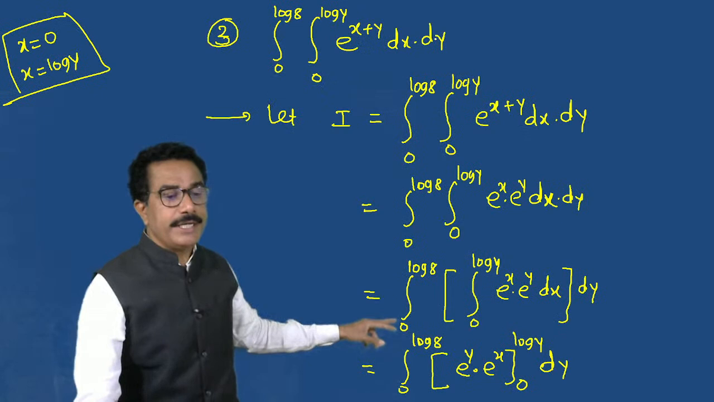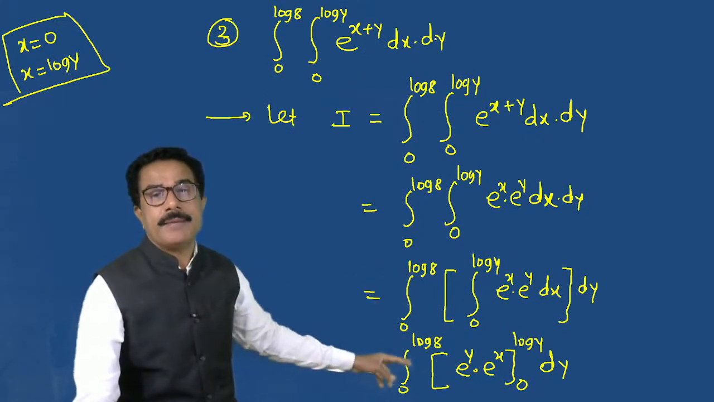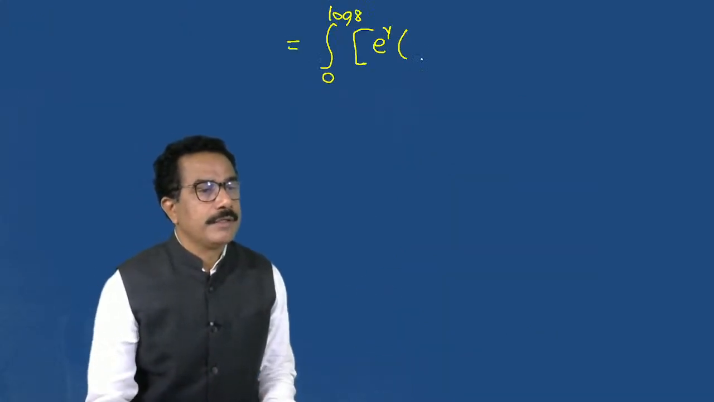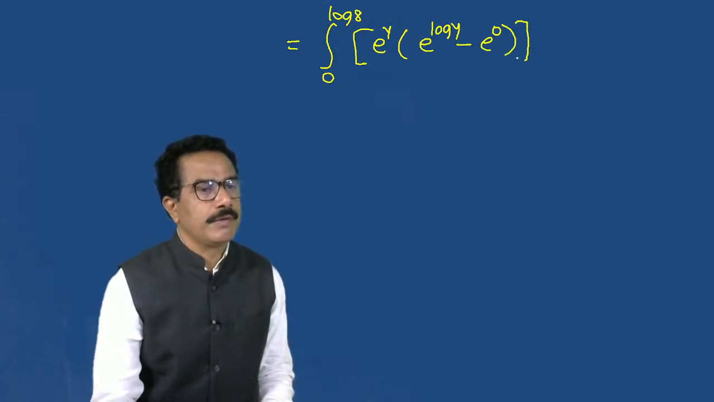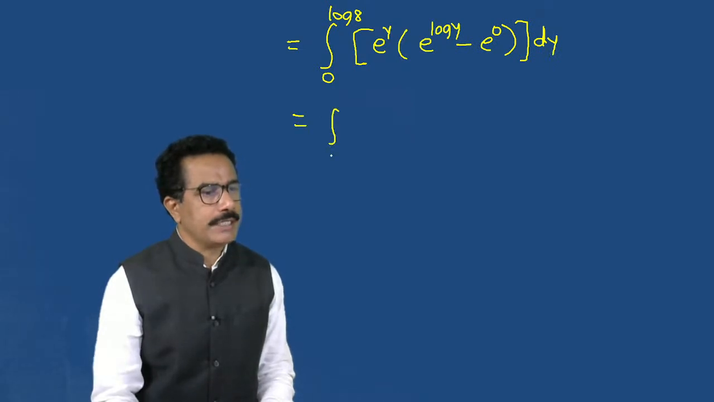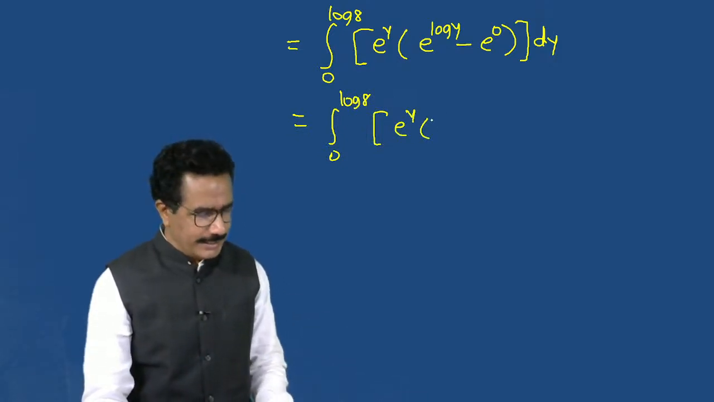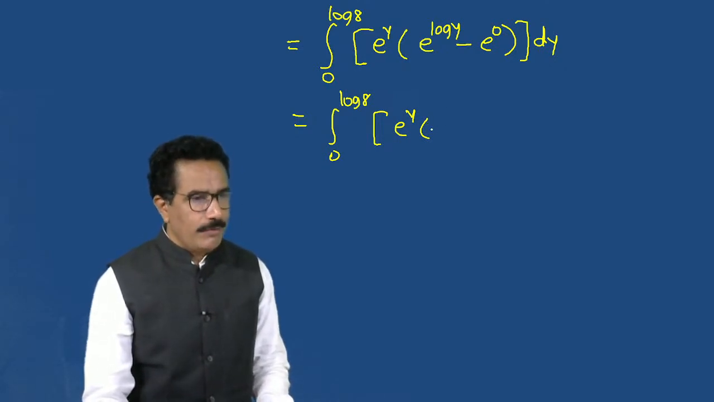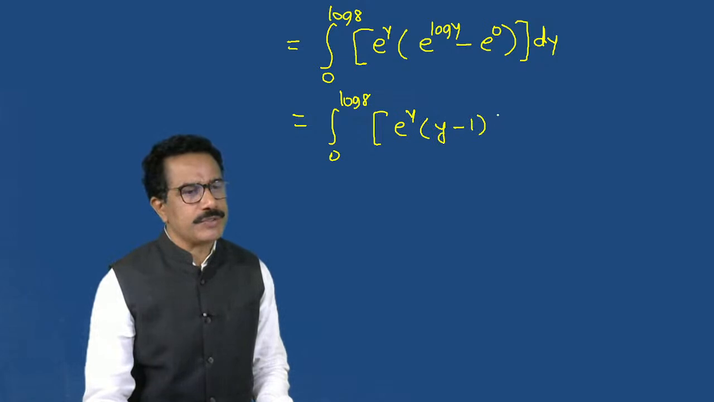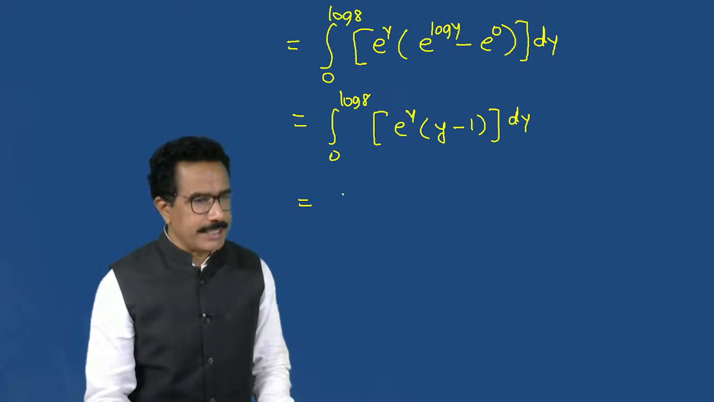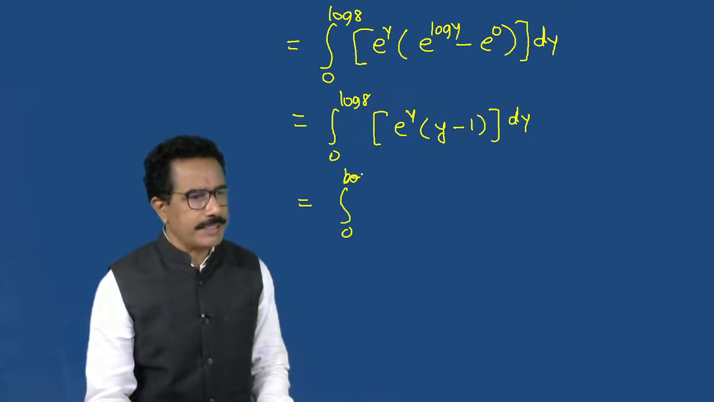Keep the upper limit e raised to x, because we took integration with respect to x, so those are the values of x. Therefore in x we put e raised to log y minus e raised to 0, dy. So integral from 0 to log 8, e raised to y, e raised to the power log means we can write this as y, minus e raised to 0 means 1, dy. Is it okay? So we can write this as integral from 0 to log 8.